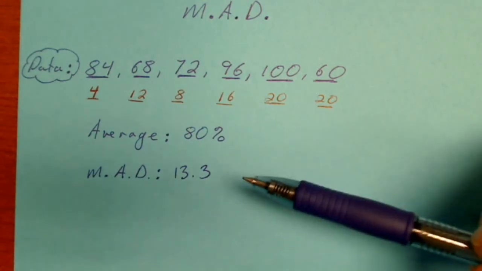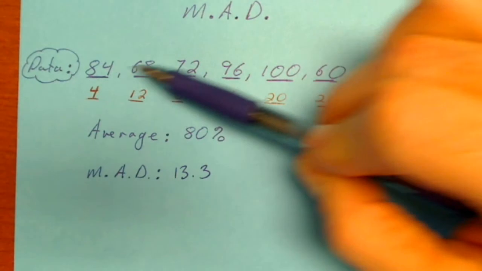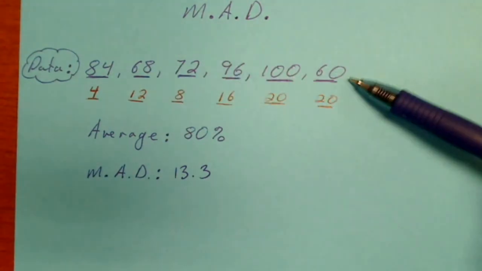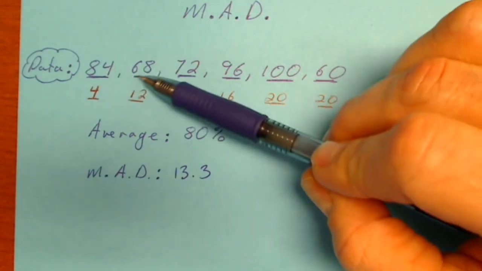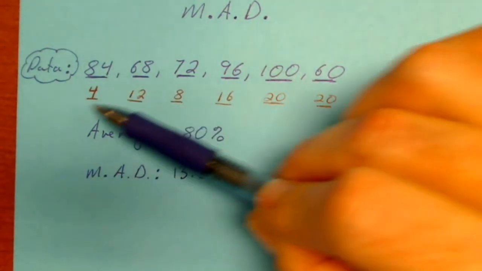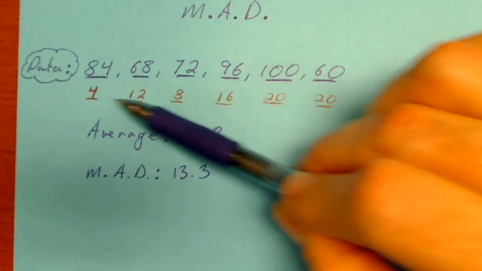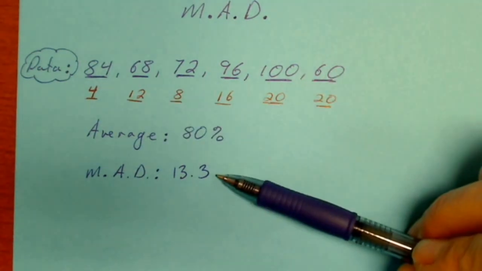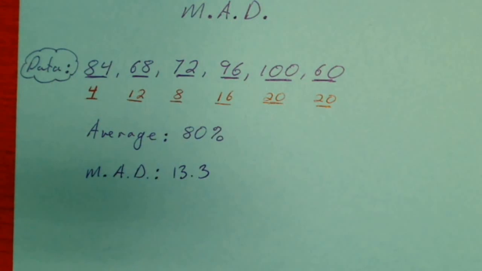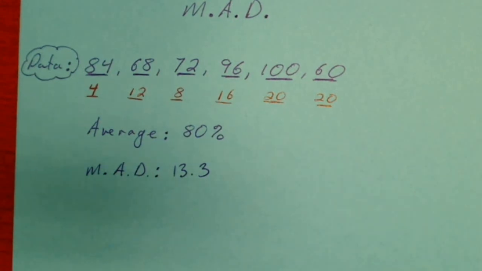So once again, what do you do? You take all your original data, you add them up, and you divide by however many there are so you can find the average. Then you subtract each piece of data from the average so you can get the difference, and then you average those numbers. When you average these numbers, that will give you the mean absolute deviation, and that is mean absolute deviation. And the reason I put M.A.D. is that's obviously the abbreviation for it.